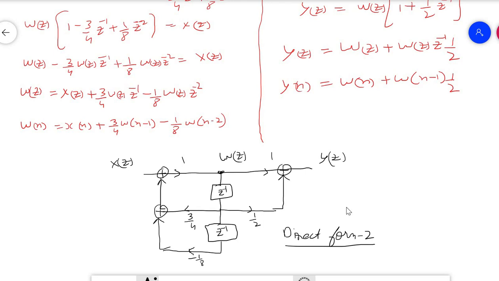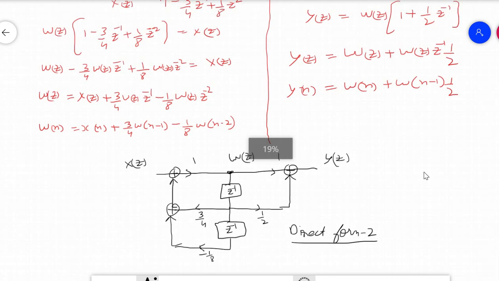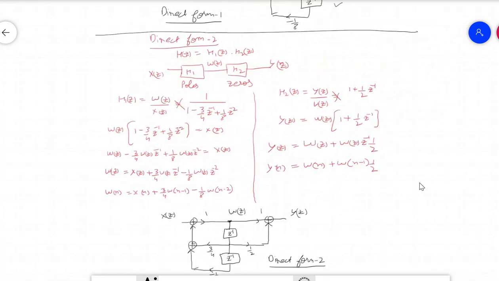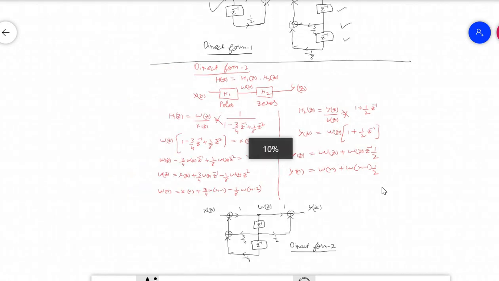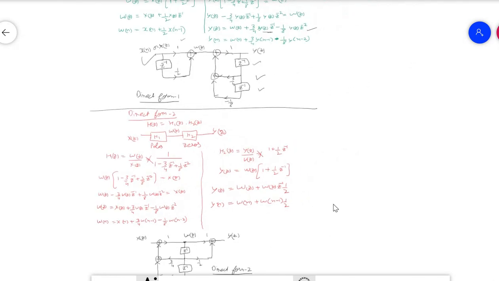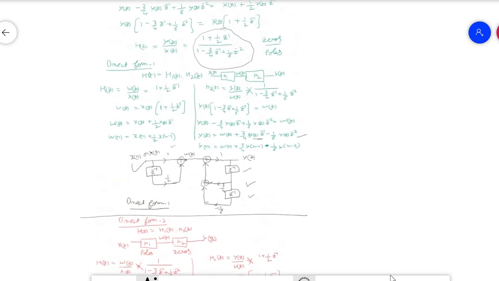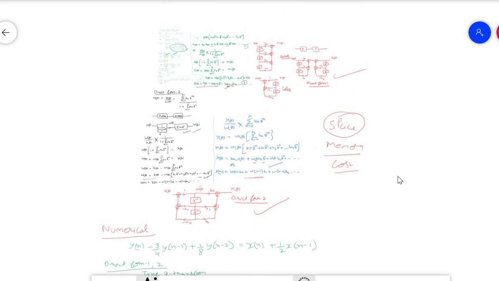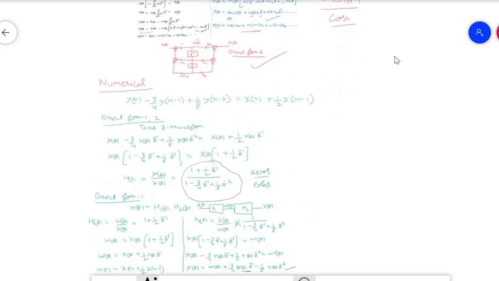This is the concept of direct form 1 and direct form 2 realization. So these are our whole lectures, today's lectures. I'm trying to explain in a clear manner. This is our lecture today.